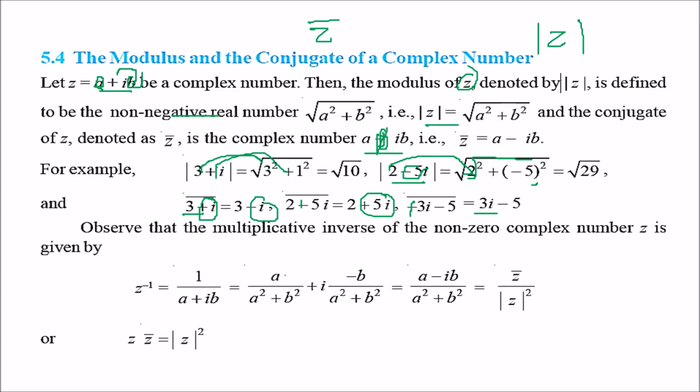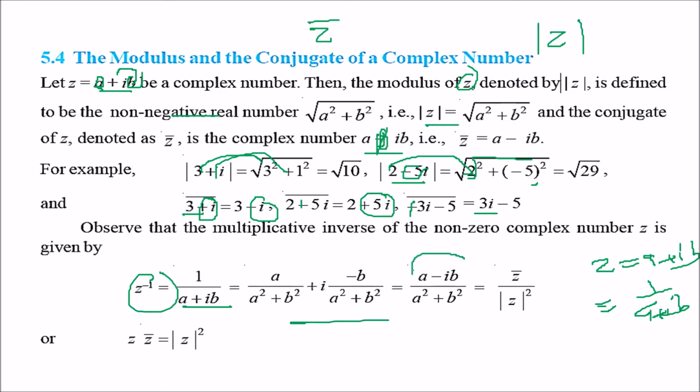And one more, we can deduce by previous discussion that z inverse is 1 by a plus ib, because z is a plus ib. So z inverse will be 1 by a plus ib. How can you get it? Multiply the numerator and denominator by a minus ib. So you will get a minus ib by a square plus b square, which is actually z bar, which is our conjugate, and this is nothing but the square. a square plus b square is what? Square of modulus z. So we have an expression now: z into z bar is equal to modulus z square.